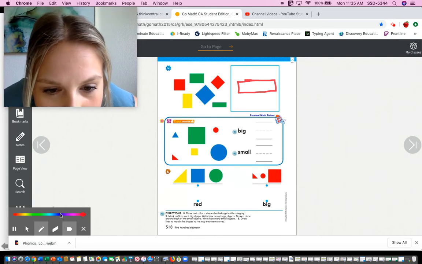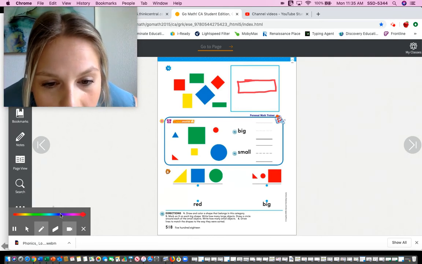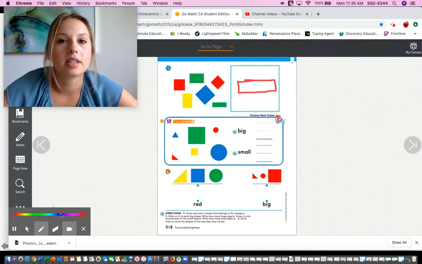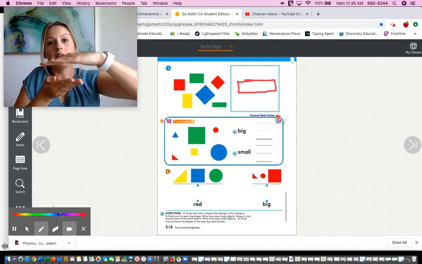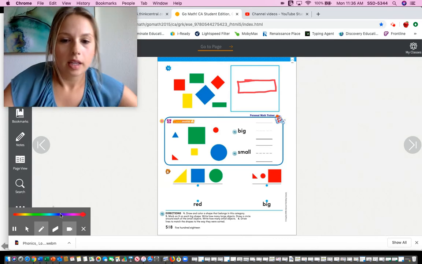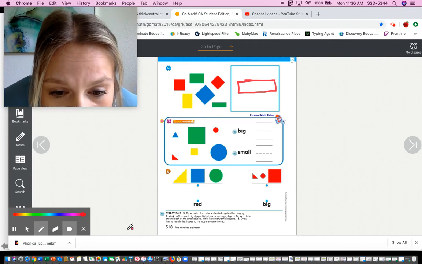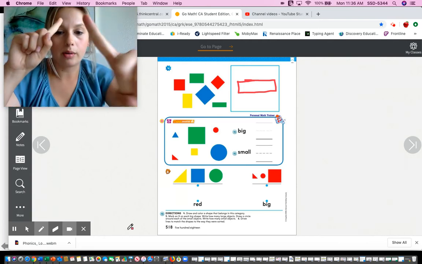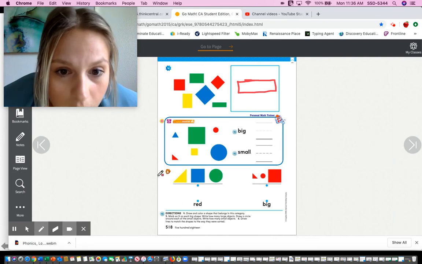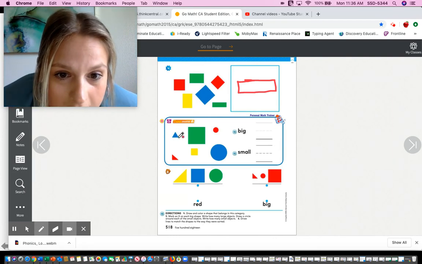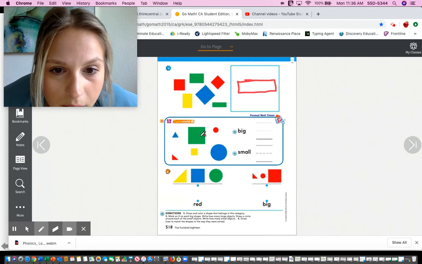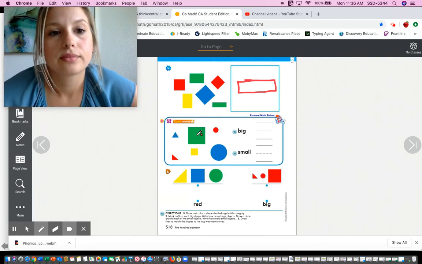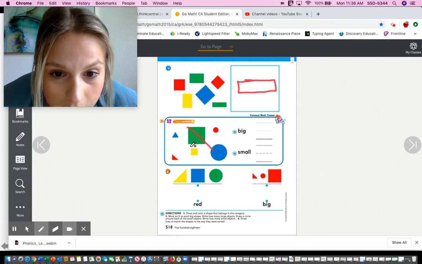And here's your directions. Mark an X on each big shape. Oh, so now we're talking about sizes. We know big and small. So we're finding a big shape and we're going to mark it with an X. So let's go on a hunt. I see a tiny triangle. Should we put an X on that? Is that big? I don't think so. What about this square? That's big. Let's put an X on it.